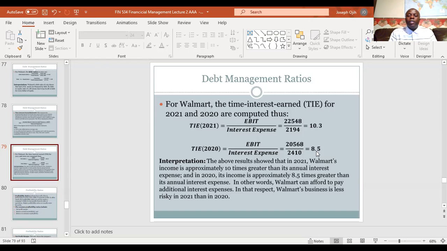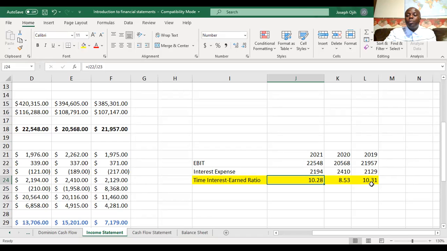For 2020, the company's income is approximately 8.5 times greater than the annual interest expense. So let's say the interest amount they pay to their lenders is 100 million. That means their income per year is 850 million, so they can cover that debt and still have some change. For 2019, their income is 10 times greater than the annual interest payment. So even though they have a significant amount of debt to finance their assets, they still have enough money to cover the debt and the interest. This makes Walmart still a good company.